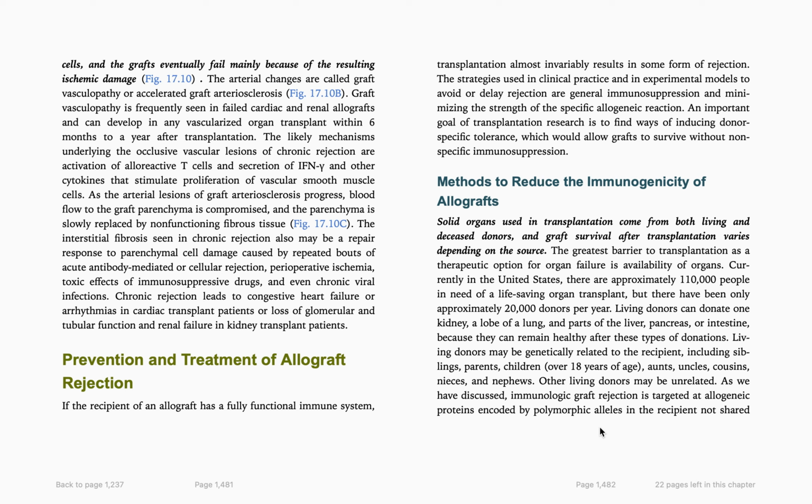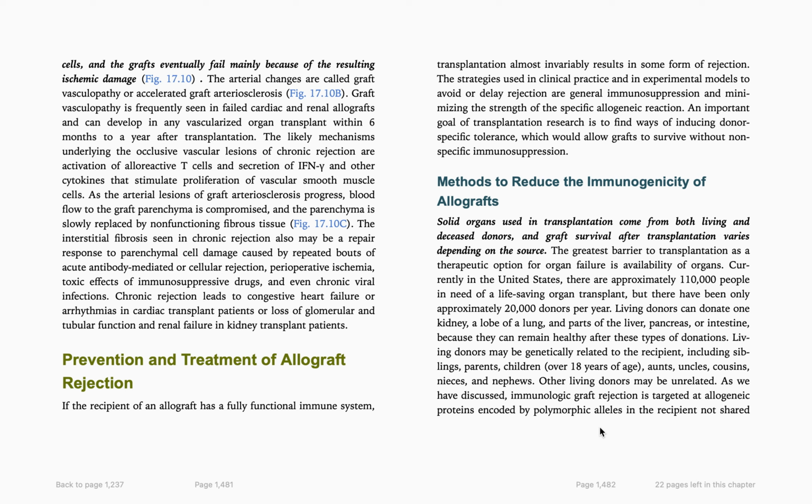Method to reduce the immunogenicity of allograft. Solid organs used in transplantation come from both living and deceased donors, and graft survival after transplantation varies depending on the source. The greatest barrier to transplantation as a therapeutic option for organ failure is the availability of organs. Currently in the United States, there are approximately 110,000 people in need of life-saving organ transplant, but there have been only approximately 20,000 donors per year.